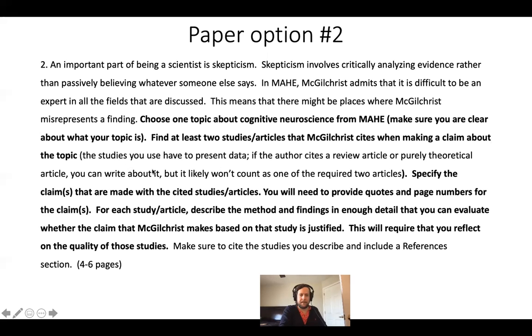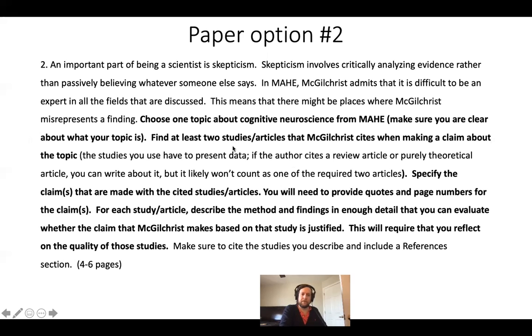And a caveat, the articles need to be empirical. That is, they need to present data. They shouldn't just be a review article or a purely theoretical article. They need to have human or at least animal participants, which are measuring behavior or brain activity. There needs to be actual data presented in the article, an empirical article. If there is a review article which is cited in The Master and His Emissary, you can talk or write about it, but it won't count as one of your two studies, with a couple exceptions. I will make some exceptions, but you would always have to get approval from me first.